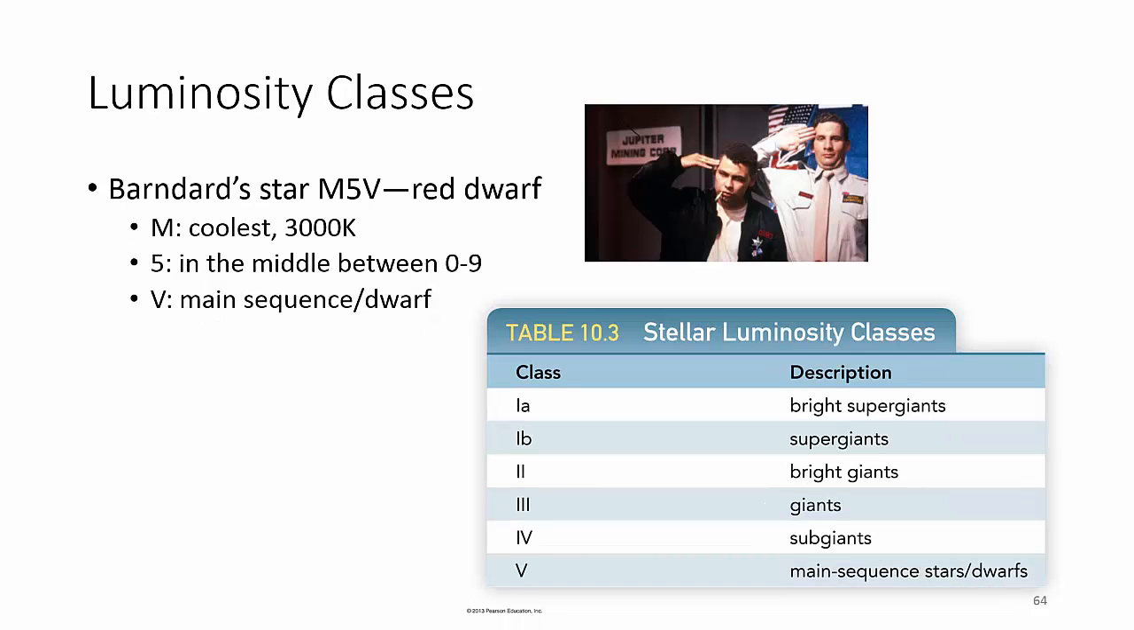Now taking another one, Barnard's star, which was a red dwarf, M, so it's the coolest of them. Oh Be A Fine Guy Girl Kiss Me, right? M is the last one. 5, it's in the middle, right? So not on the hot end, not on the cold end. And then V is either main sequence or dwarf star, and we know it's a red dwarf.